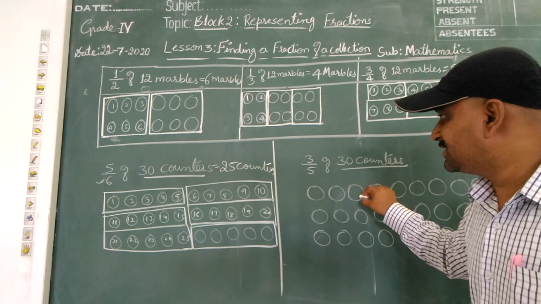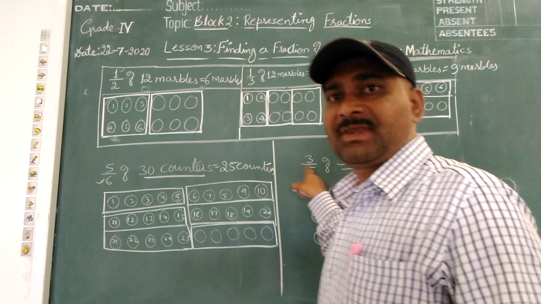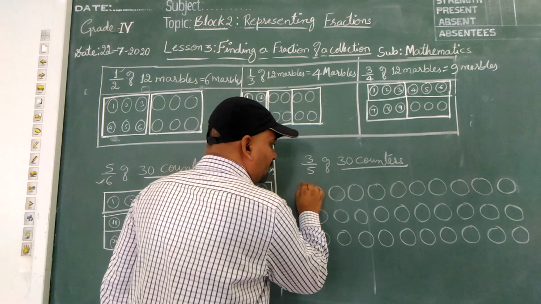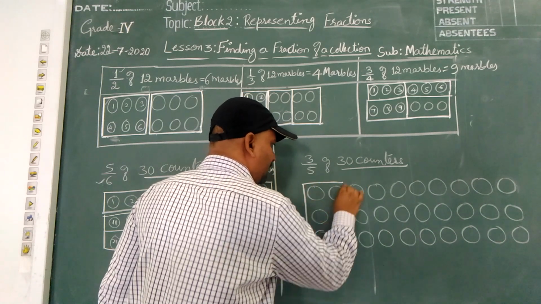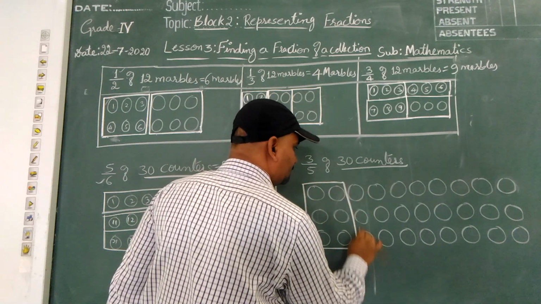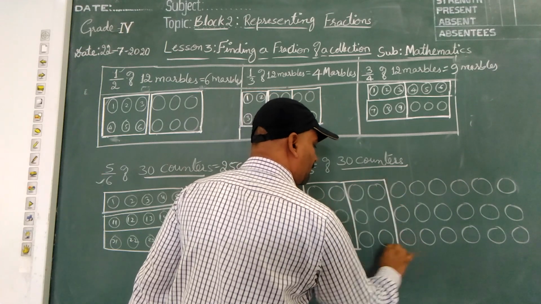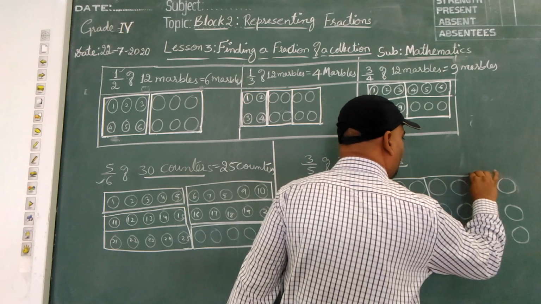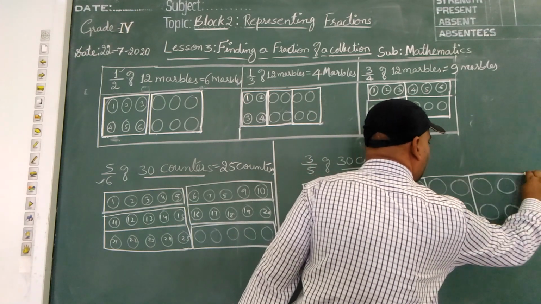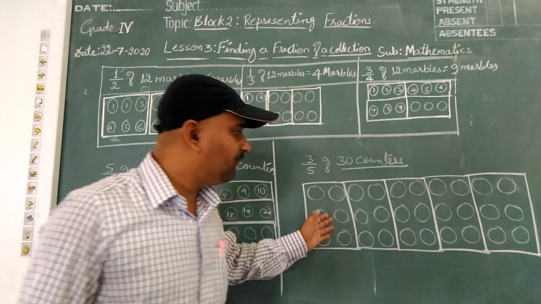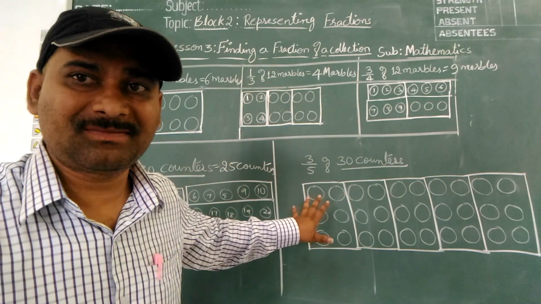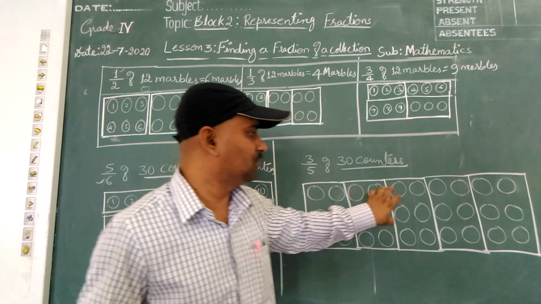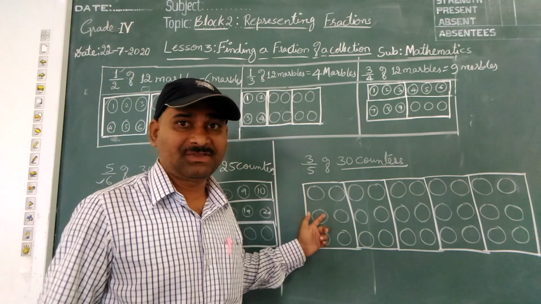Let us see this example, children. Now this time I should make only 5 groups, not 6. So prepare 5 groups. 1, 2, 3, 4 and 5. In all 5 groups, children, now 6 marbles are there. Total 5 groups. 1, 2, 3, 4, 5. Equal number of things are there.